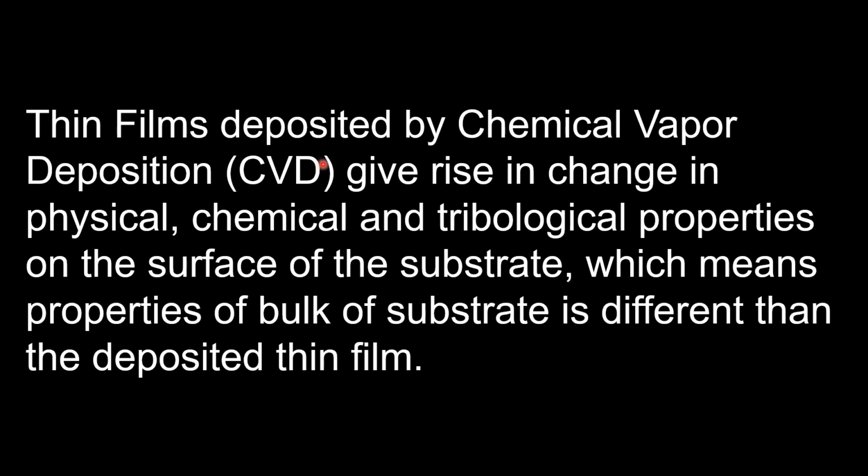Thin films deposited by CVD, or chemical vapor deposition, give rise to a change in physical, chemical, and tribological properties on the surface of the substrate, which means the property of the bulk of the substrate is different from the deposited thin films. So now the question is, why do we need to deposit a thin film on the surface of the substrate?